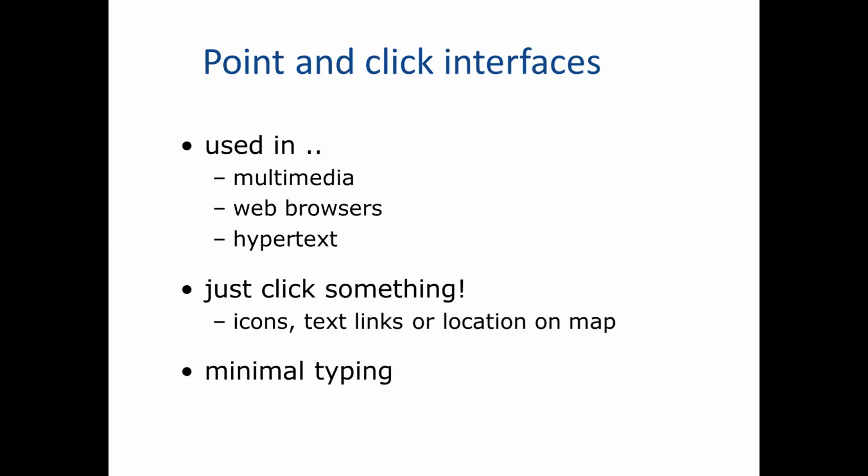The next is the point and click interface. It is used in multimedia and web browsers, where hypertext is just clicking something, with minimal typing. In most multimedia systems and in web browsers, virtually all actions take only a single click of the mouse button. The point and click interface style is obviously closely related to the WIMP style. It clearly overlaps in the use of buttons, but may also include other WIMP elements.